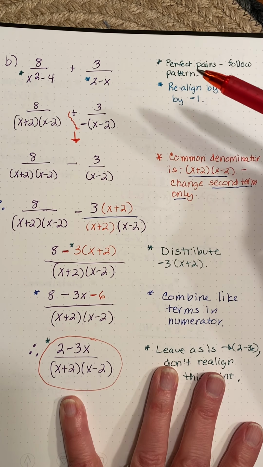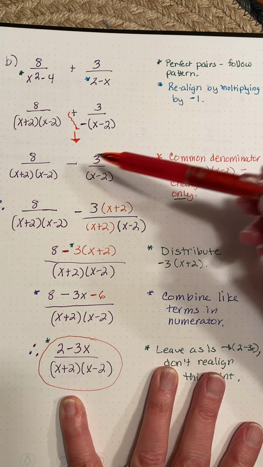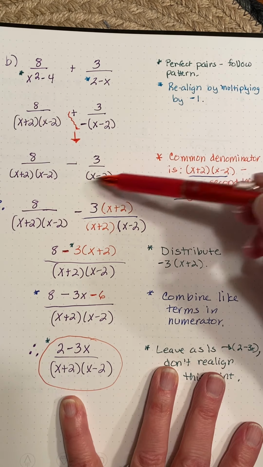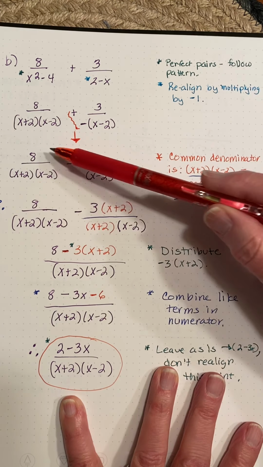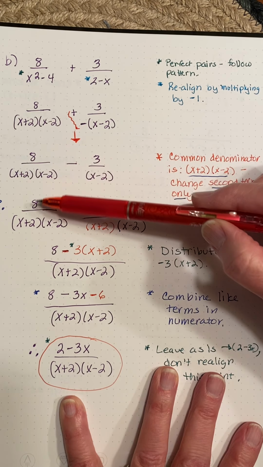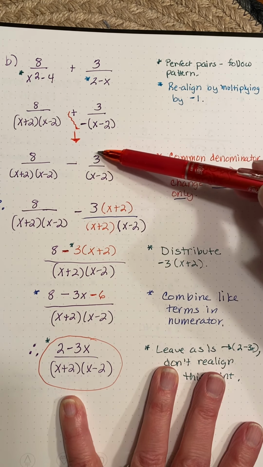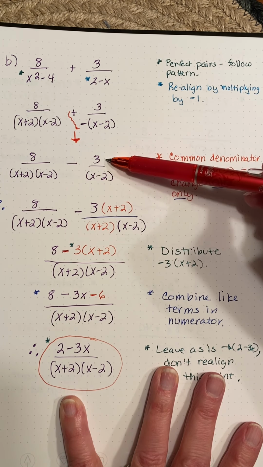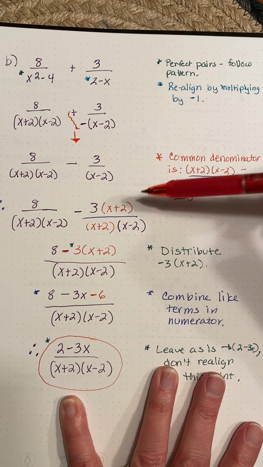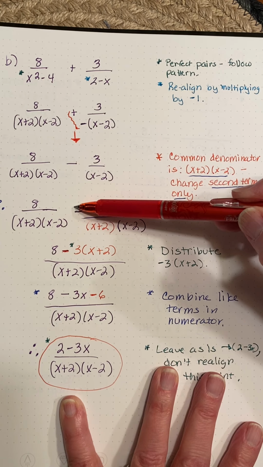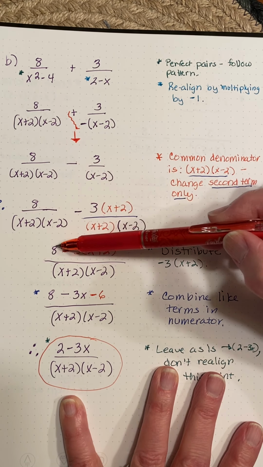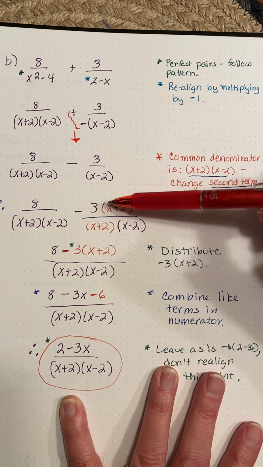At this point, I need to have common denominators. I have half of it here. I have the x minus 2. I just need the x plus 2. So I don't really have to do anything to this, so this stays the same. I just need to multiply this fraction by x plus 2, which is what I did here, keeping the minus. Now I have 8 minus 3 times x plus 2.